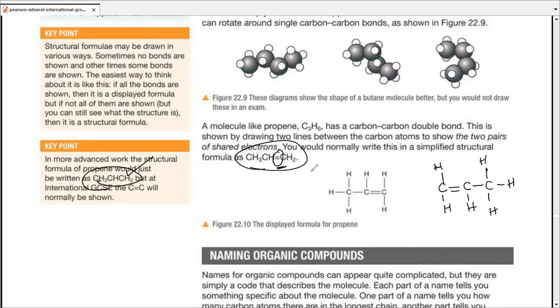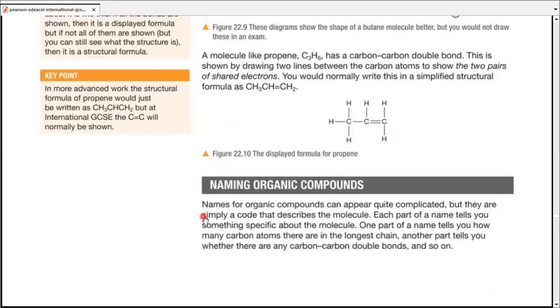Even in the condensed form, you may omit the single bonds, but it's better to show the double and the triple bonds. This is all about showing how the molecules are. Now let's start working towards their names.